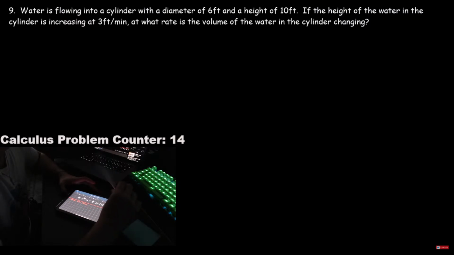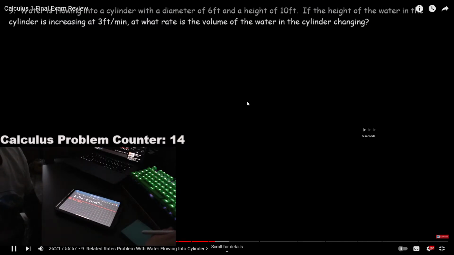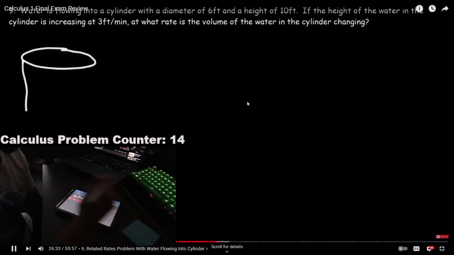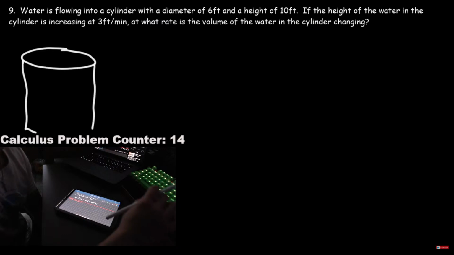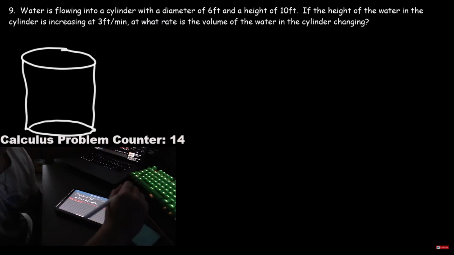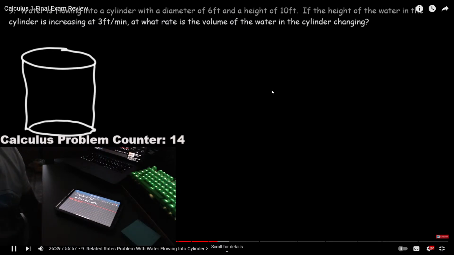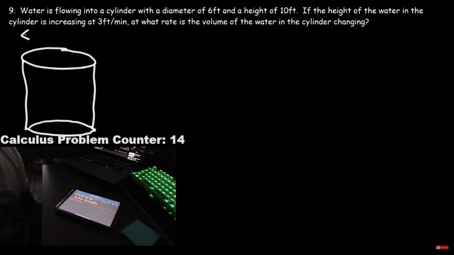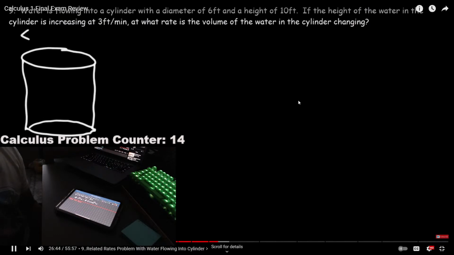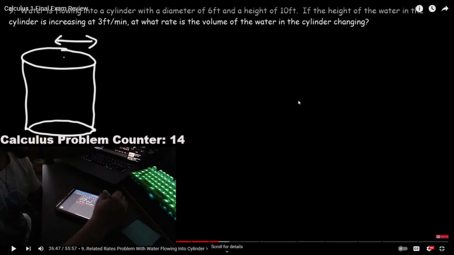Now, for those of you who want harder related rates problems, you can check out the videos that I have on YouTube. So what I recommend doing is going to the search box and typing it in. Let's draw a picture. So we know the diameter of the cylinder is 6 feet, which means the radius of the cylinder has to be half of that. So let's write this out real quick.